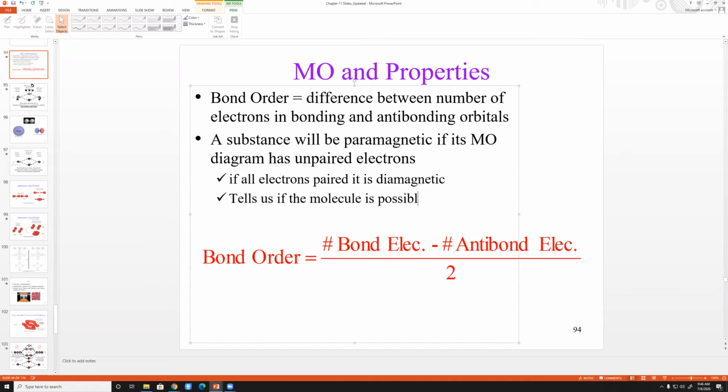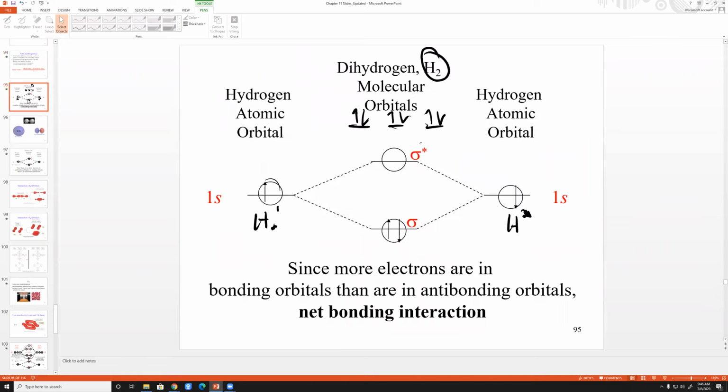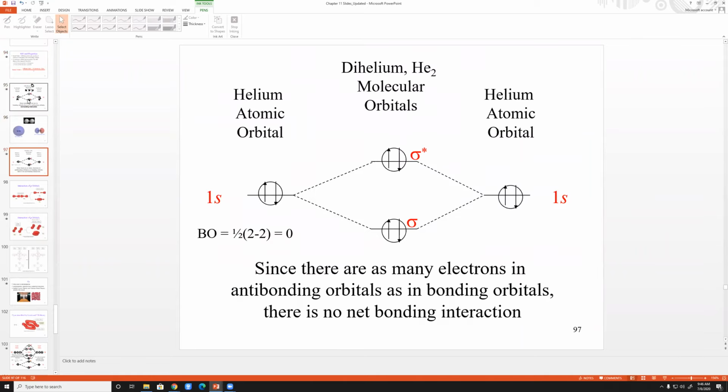It tells us if the molecule is possible. And in order for it to be possible, it has to have a net bonding interaction. So for example, if the bond order was 0, that molecule is impossible. So keep that in mind. It's the difference of the bonding electrons minus the anti-bonding electrons, divided by 2. That's the bond order. Okay, so we're going to use this and we're going to do some examples with it.